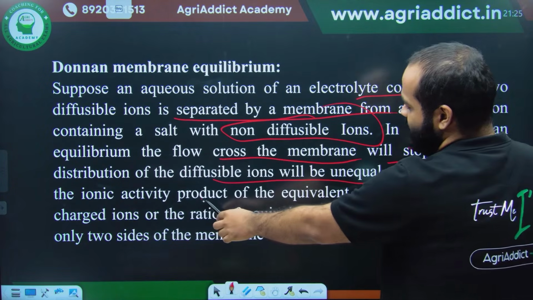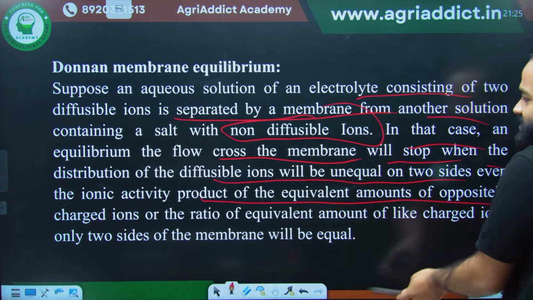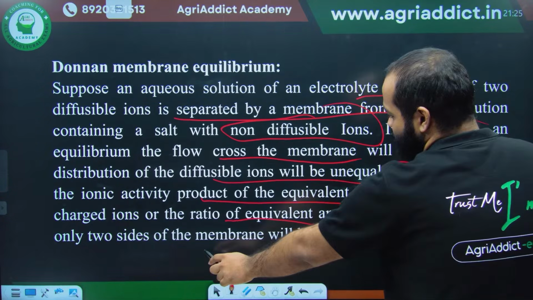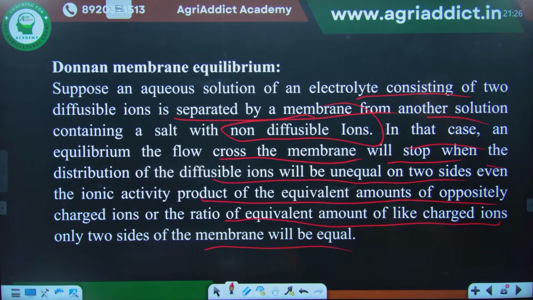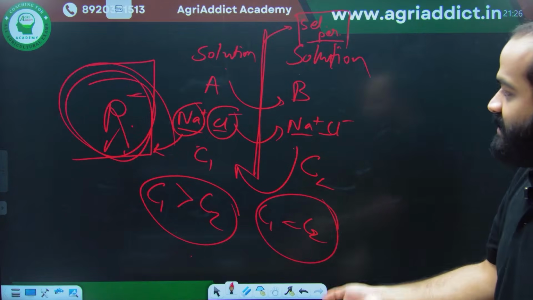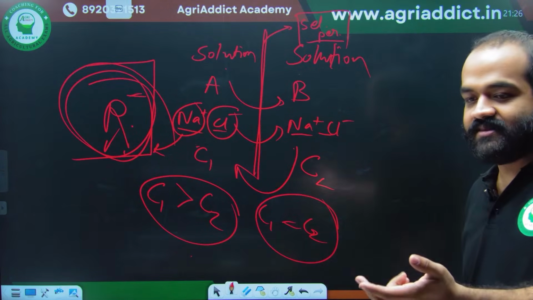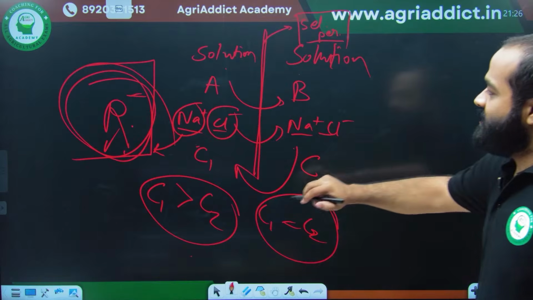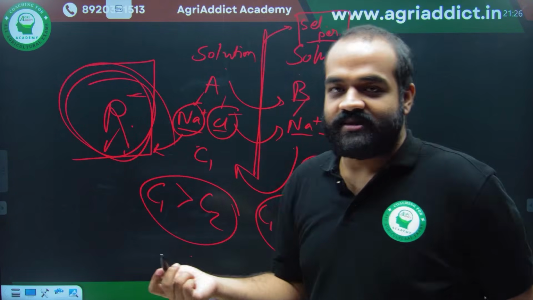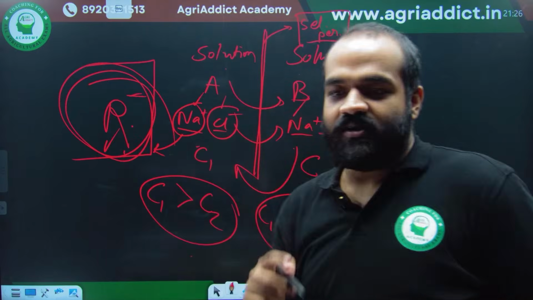Even so, the ionic activity product of the equivalent amounts of oppositely charged ions, or the ratio of equivalent amounts of like charged ions, on the two sides of the membrane will be equal. This is the statement. You can read it from ICCS, and you can read the beautiful derivation also. There is no time for that right now, because this is a marathon class, this is a revision. So it is telling us that this and this will not be equal on both sides of the membrane after the attainment of equilibrium.